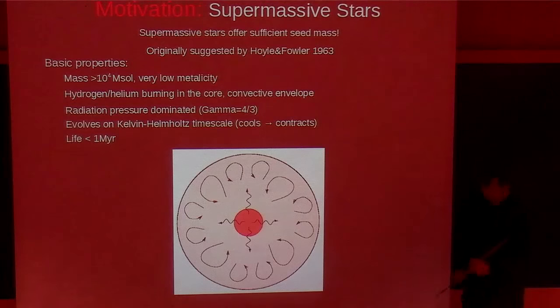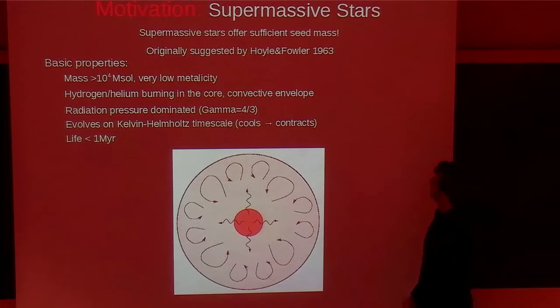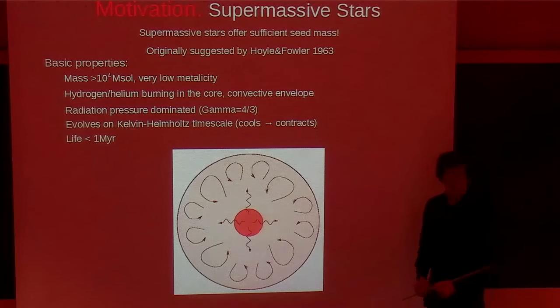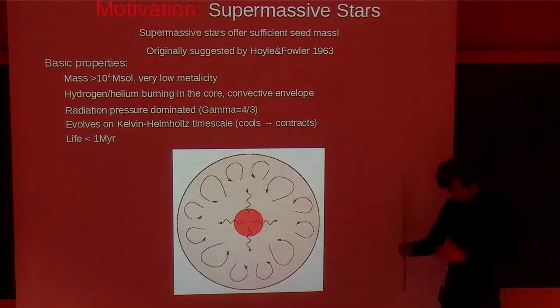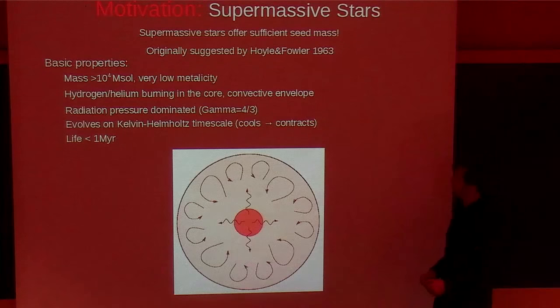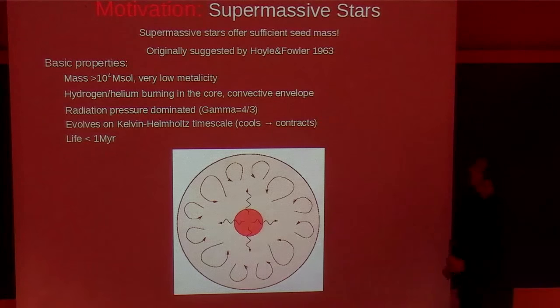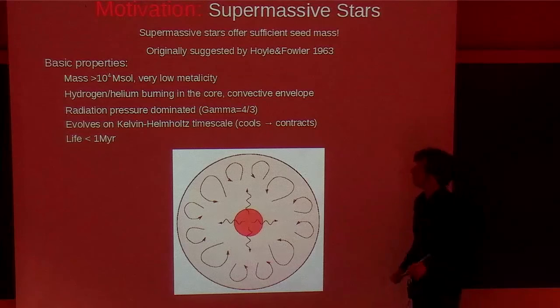Another idea, which seems more exotic but has become more popular recently, is the formation of a supermassive star. A supermassive star would offer sufficient seed mass. Once it collapses, you already have a pretty massive black hole, and that can indeed, via accretion, grow to supermassive scales and could explain the existence of supermassive black holes already at z equals 7.